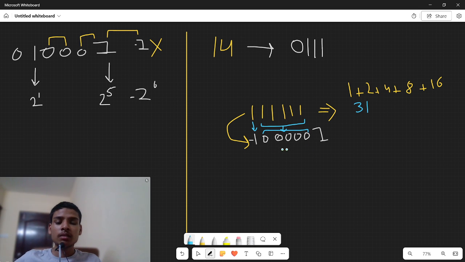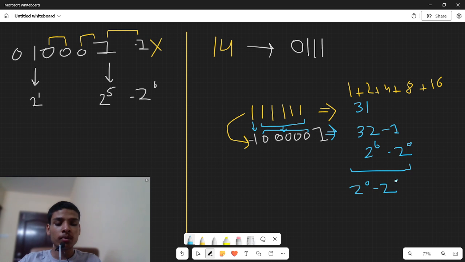Now what is the number representing this? So you know the number representing this would be 32, sorry, because the 1 at this position represents 32 and the minus 1 is at the 0th position, so this is 2 to the power 6 minus 2 to the power 0. That is equal to the sum of 2 to the power 0 till 2 to the power 5. So this is the main equation you have to keep in mind.